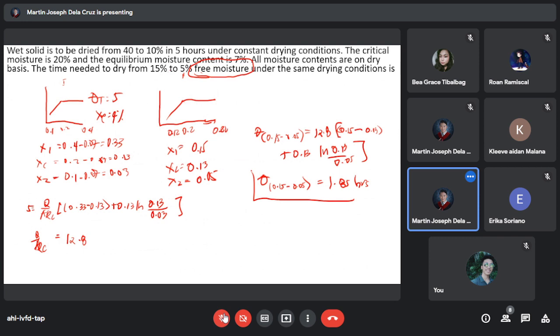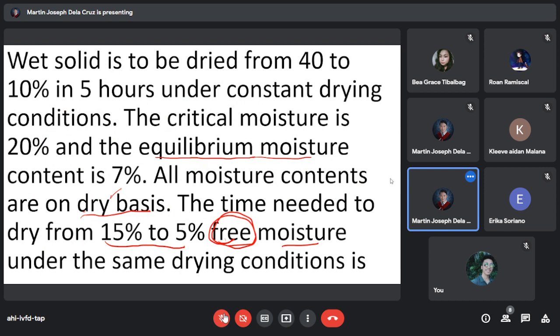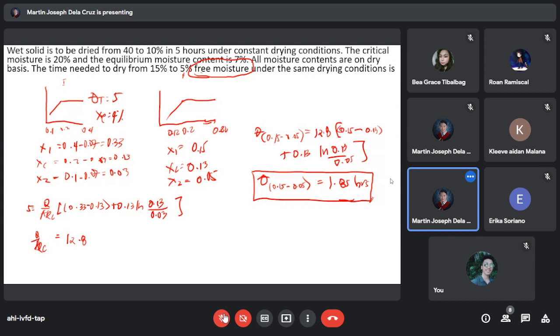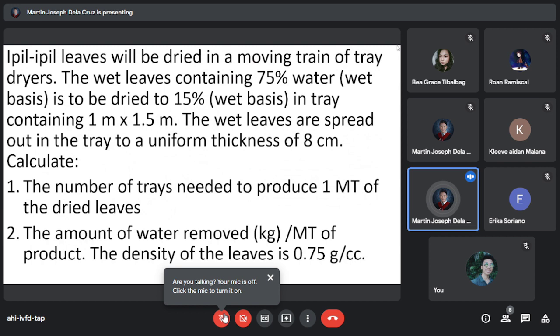So, that's all there is to our drying, class. So I'll give you another example. It's just like a checkout, class. Okay? So I'm going to send this right after our lecture, so you don't need to copy, class. Just copy it so you can rest. Okay? I have here a drying. I want to recall your checkout. It's only a mass balance, class.